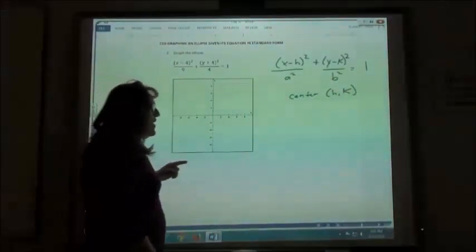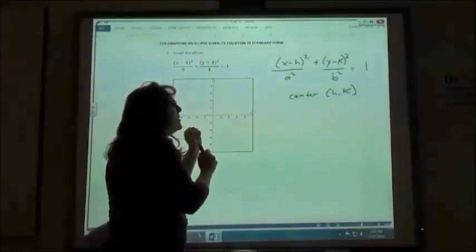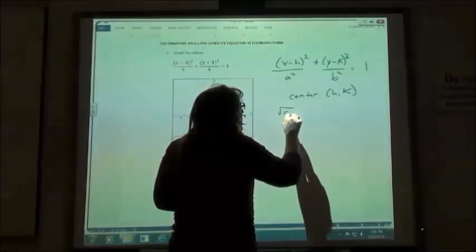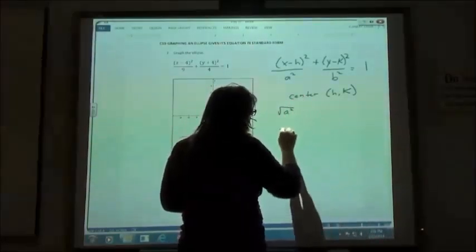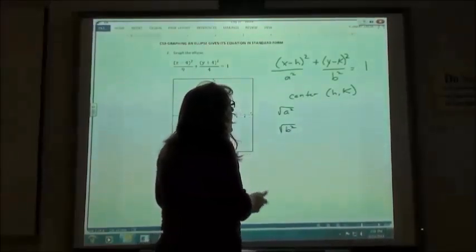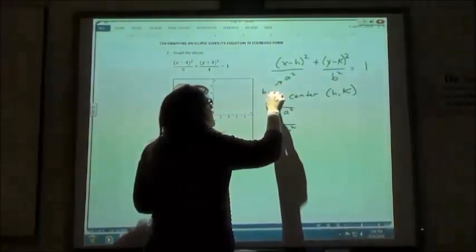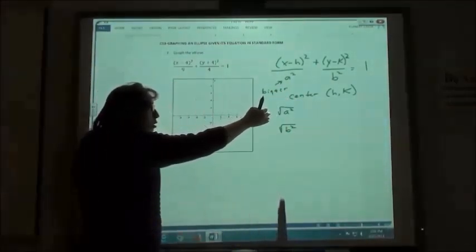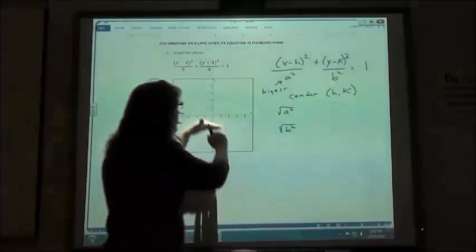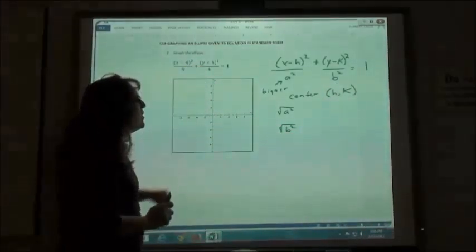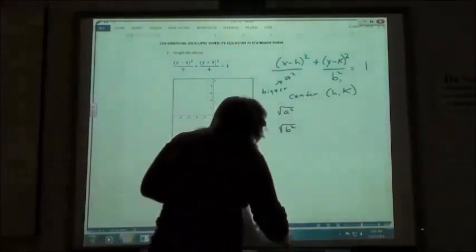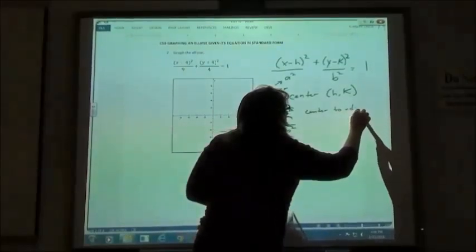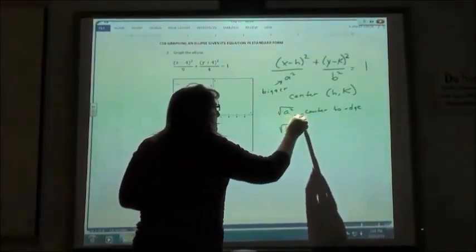Then your distance from the center to the outside of your ellipse is going to be the square root of your a squared and the square root of your b squared. If this number is bigger, your ellipse is going to open up from left to right longer. If this one is bigger, it's going to go from top to bottom longer. Not that you really have to know that, but this is going to be from the center to the edge of your ellipse. And same thing here.